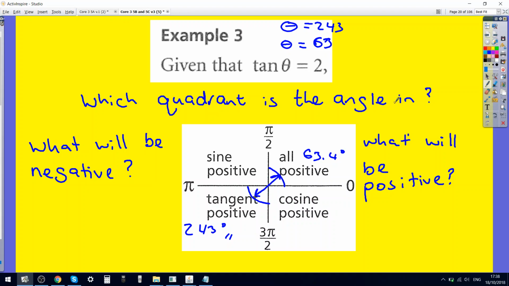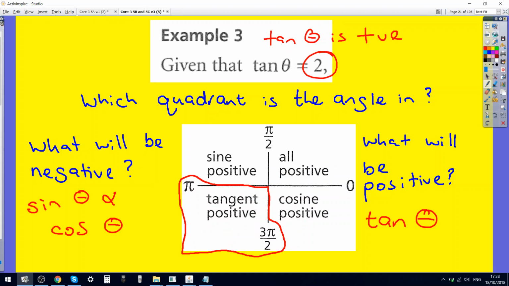Any questions about that? No. It's just that we don't know which one it is. We know that it gives us 2, but we don't know which of those it is. And we're told it's between 0 and 360.